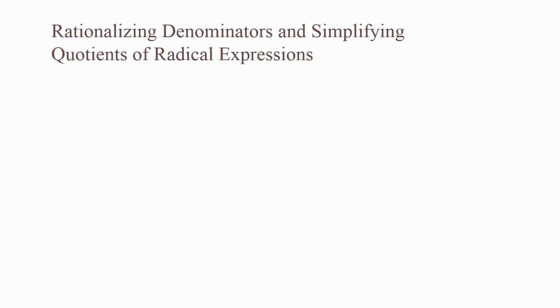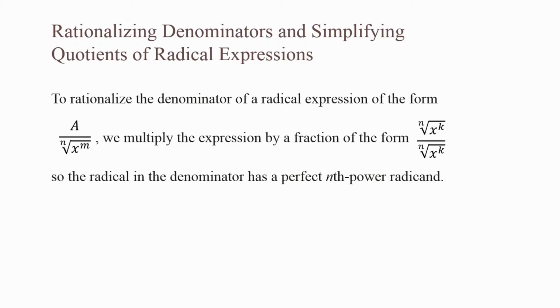Rationalizing denominators and simplifying quotients of radical expressions. To rationalize the denominator of a radical expression of the form a divided by the nth root of x to the n power, we multiply the expression by a fraction of the form the nth root of x to the k power divided by the nth root of x to the k power, so the radical in the denominator has a perfect nth power radicand.